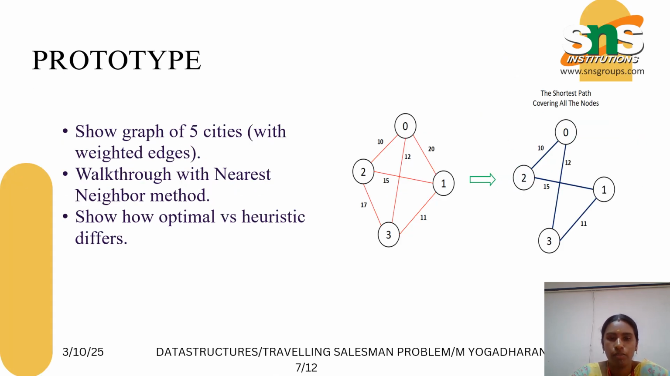Prototype. Here I'm showing a graph of 5 cities, that is 0, 1, 2, 3, 4. Here students walk through the nearest neighbor example: start with A, choose the nearest city and continue, then return to the start. This shows the optimal path. From 0 to 2 it takes 10 cost to travel, and 2 to 1 has 15 as the weight, and 0 to 3 has a weight of 12, and 1 comma 3 has 11. Likewise I have to travel all four vertices 0, 1, 2 and 3 with the minimum cost. This is my prototype of the problem.